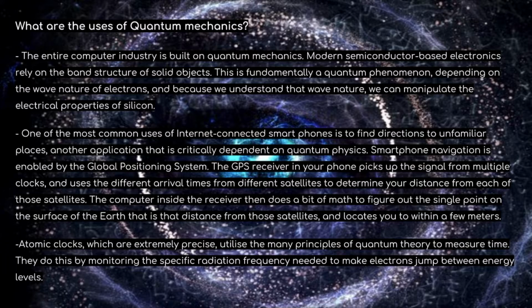Atomic clocks, which are extremely precise, utilize the many principles of quantum theory to measure time. They do this by monitoring the specific radiation frequency needed to make electrons jump between energy levels.